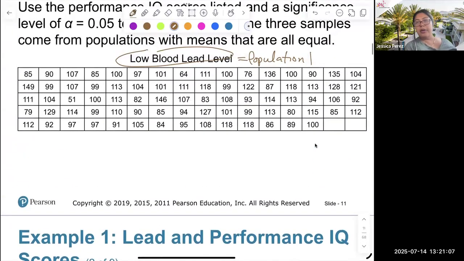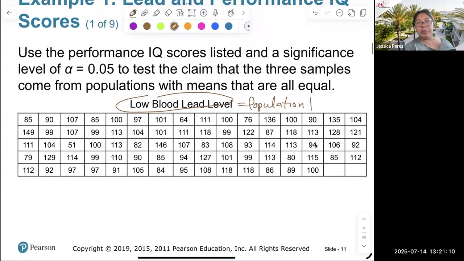So we already know that we are going to have at least 3 samples, so we are going to use ANOVA. Our null hypothesis says mu1 is equal to mu2 is equal to mu3, and the alternative is that at least one is different.